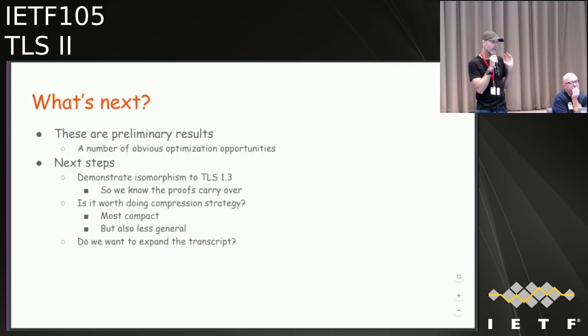Next slide. This is preliminary work, hence informational. There are other obvious places to do optimization. We're working with Karthik Bhargavan and other people to see what we have to do to make sure we have enough isomorphism that the proofs actually carry over, because that's the whole point of the exercise. I see Jonathan has some thoughts on that. We're still trying to decide whether we want to follow the compression strategy, which seems more compact. And also, do we want to expand the transcript? Though the conversations I've had this week are making me lean very much towards transcript re-expansion.